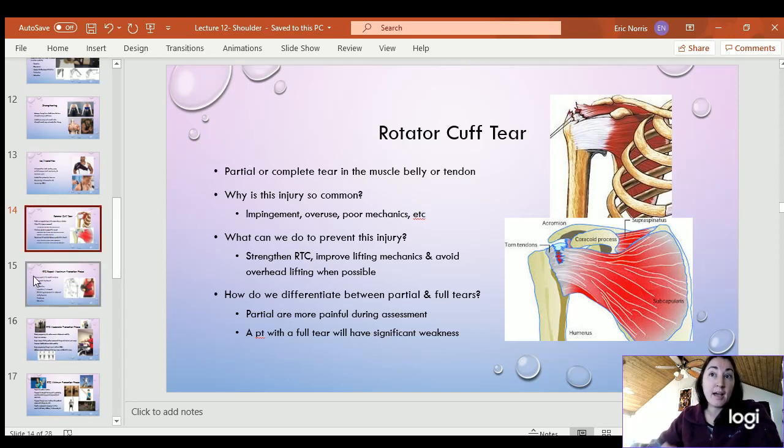It may not move at all in that direction. Now, a lot of times the deltoid will take over in certain movements, and so you may see some movement, but there will be significant weakness with a full thickness tear, a full tear of the rotator cuff.